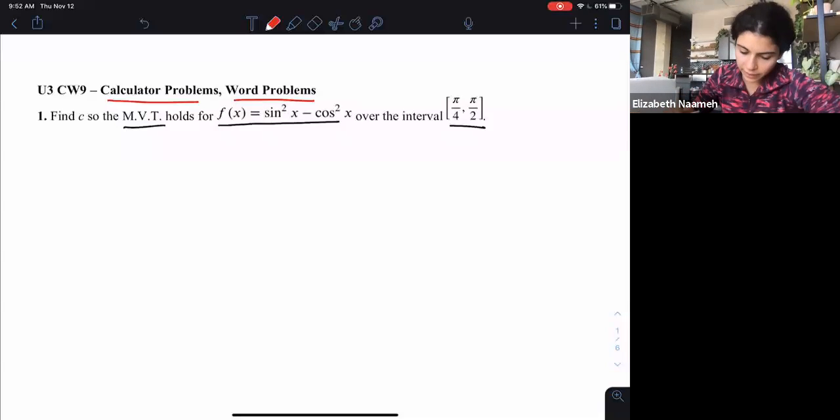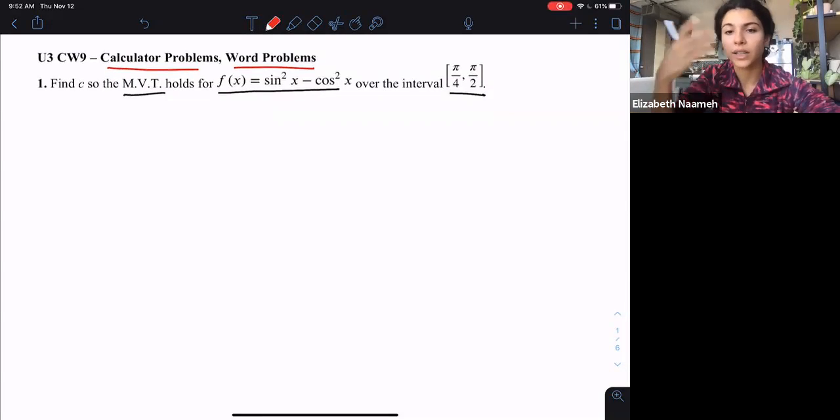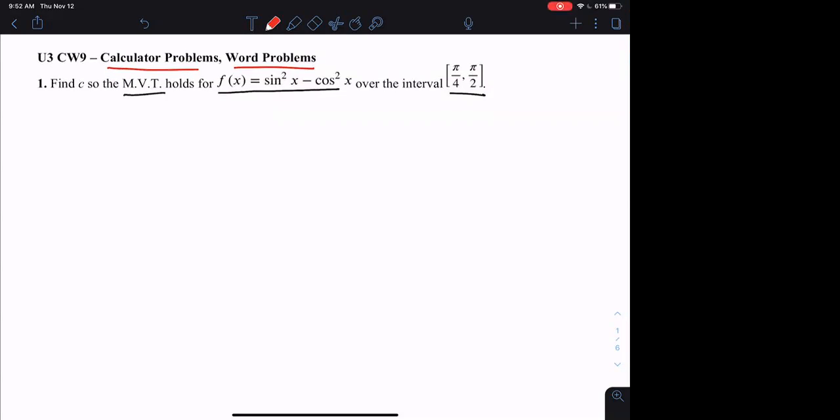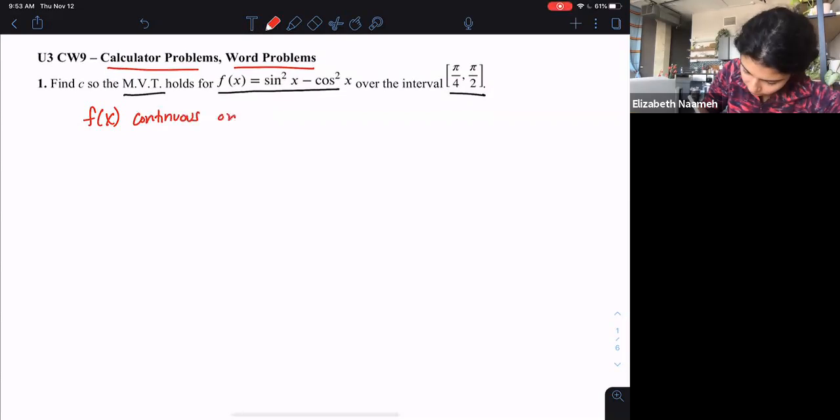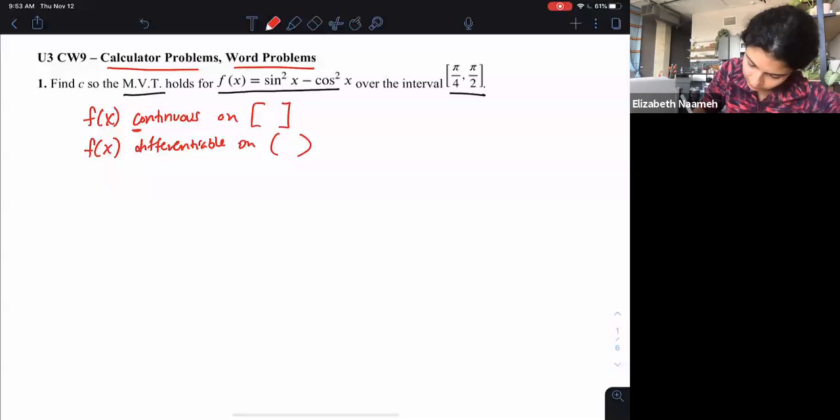So this is a mean value theorem problem, and we have two conditions that we need to meet. Go ahead, unmute yourself, Alondra, Isaiah, Jessica, Yerme. Unmute yourself. What are our two conditions? First, F should be continuous on the closed interval. Let's just write that. And it should be differentiable on the open interval.